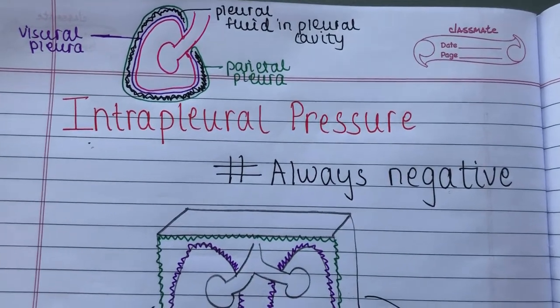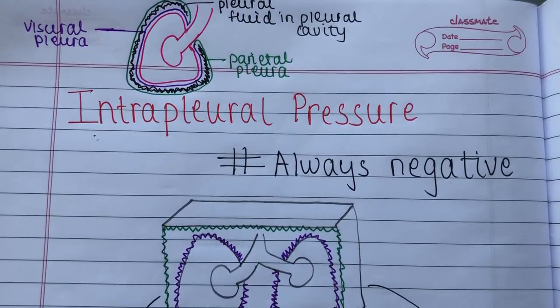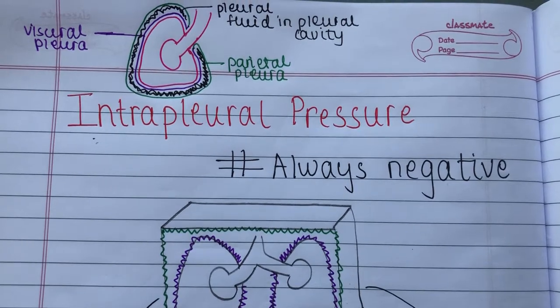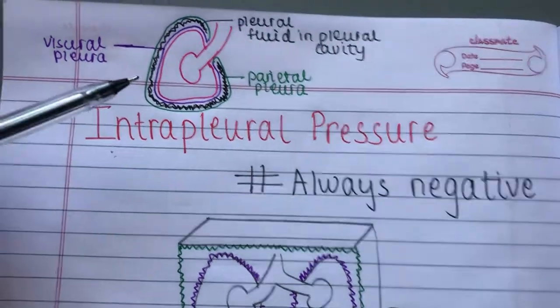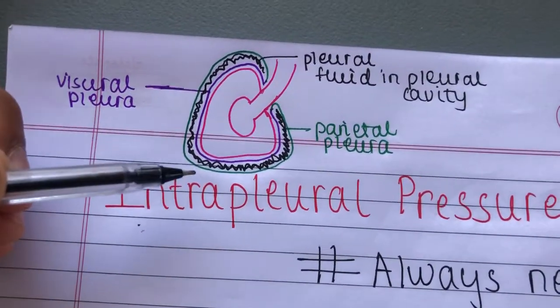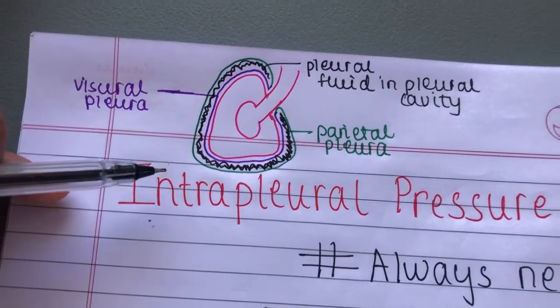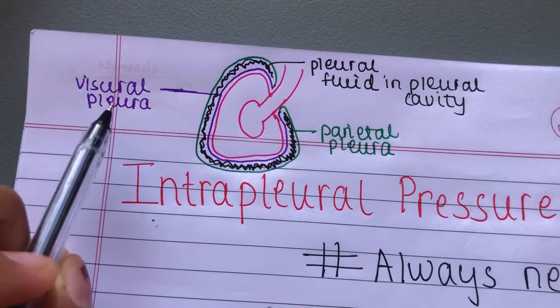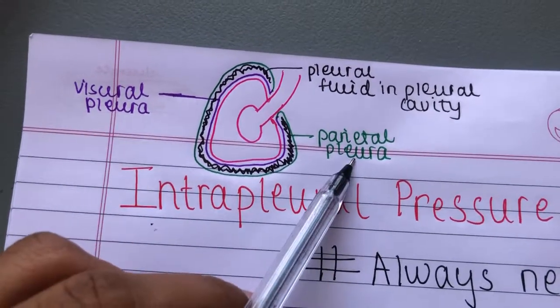So today we will discuss what is intrapleural pressure, how is it generated, where is it generated and why is it generated. Now as every one of you knows, this is a lung. Now the lung is surrounded by a layer of pleura. The pleura has two sublayers, a visceral pleura and a parietal pleura.